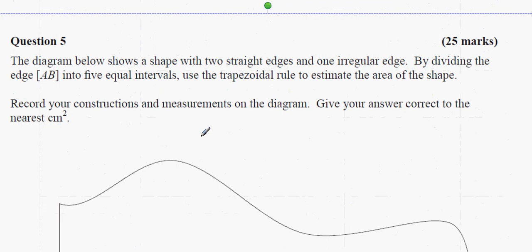On the diagram below, it shows a shape with two straight edges and one irregular edge. By dividing the edge AB into 5 equal intervals, use the trapezoidal rule to estimate the area of the shape. Record your constructions and measurements on the diagram. Give your answer correct to the nearest centimeters squared. So what you gotta do here is take out your ruler and just get measuring.